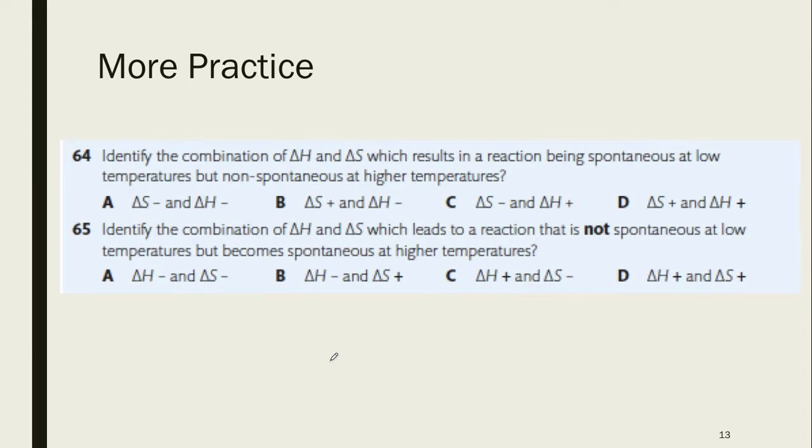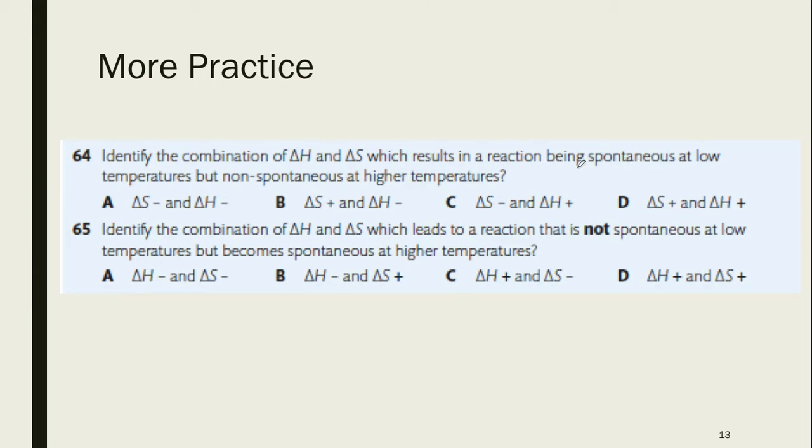In number 64 and number 65, these are very, very similar questions. If we answer one, we're going to be able to automatically answer the other one. So let's look at 64. It says, identify the combination of delta H and delta S which results in a reaction being spontaneous at low temperatures, but non-spontaneous at higher temperatures. In number 65, it is the opposite type of question. So let's just stick with number 64.